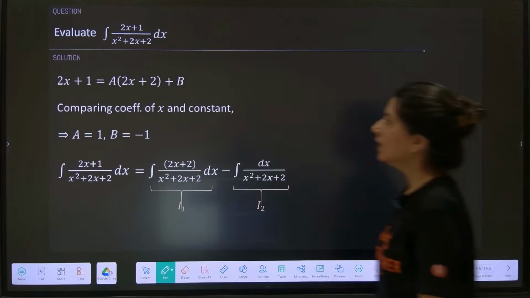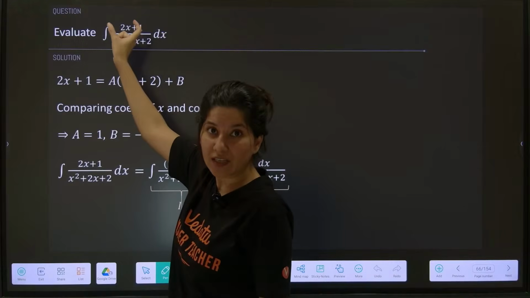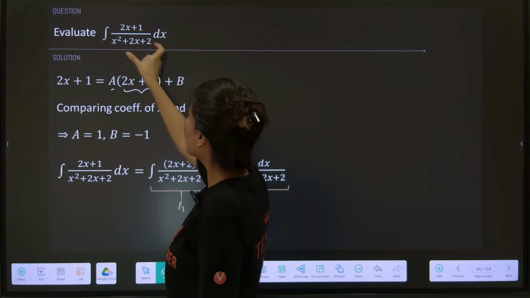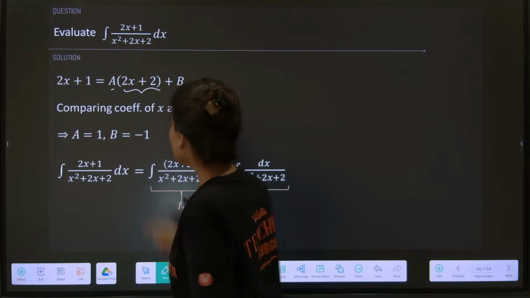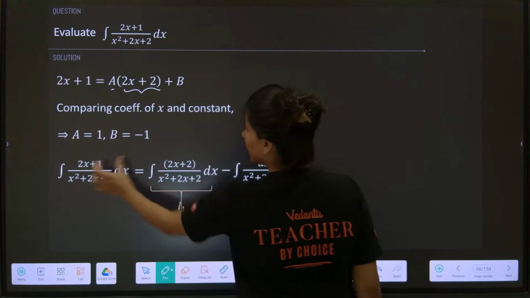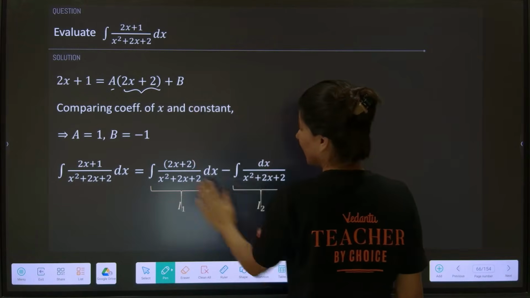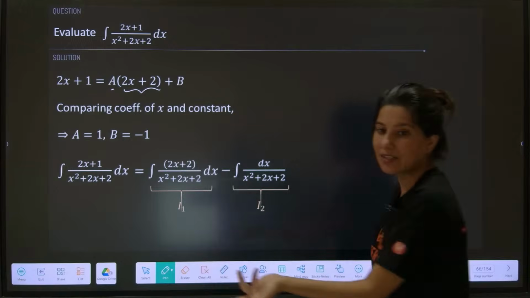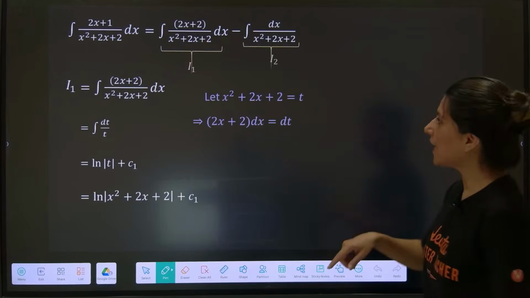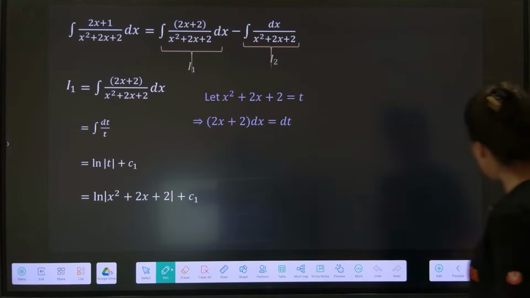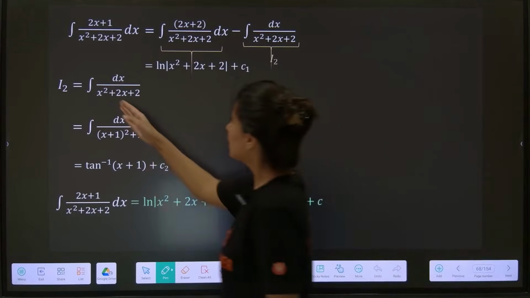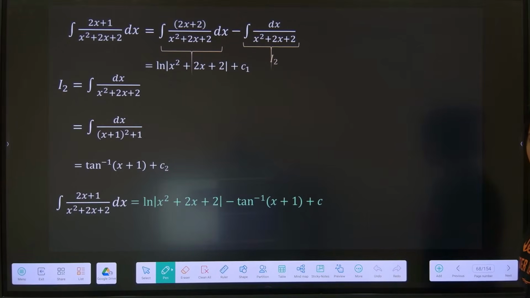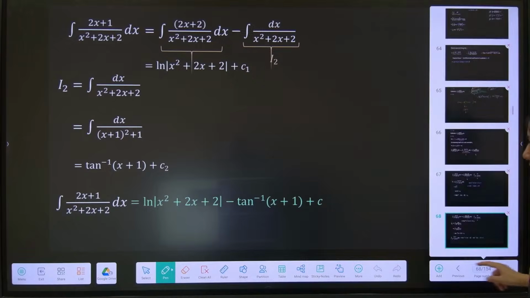See, so what we did? 2x plus 1, the numerator, the linear part is written as a times the derivative of the quadratic plus b. On comparing, you can get the coefficients and now write it as 2x plus 2 minus 1. So this is I1, this is I2. This is very easy. Now if you put t, this will be dt. That's why we did this. And integration number 2 is of the previous format, a perfect square, easy peasy. So your final answer is this.